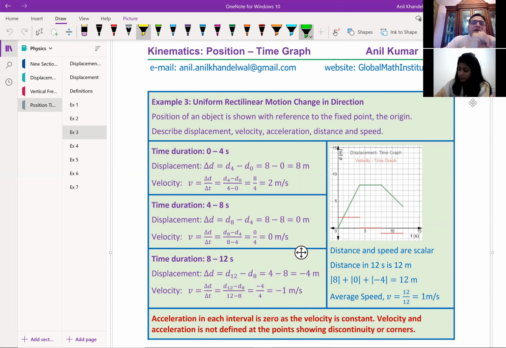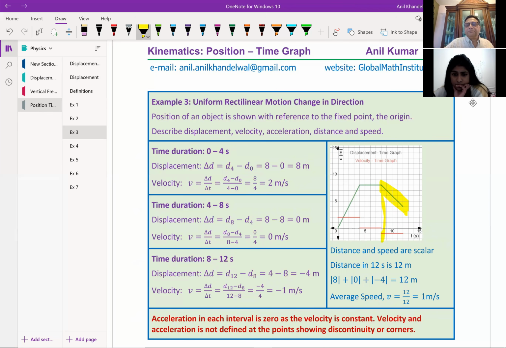In example 3, I made a variation. I've changed the direction. Do you see the third leg? The first two are exactly similar to what we had just discussed. And now we'll focus on the third leg, in which the position is actually decreasing. That means the displacement is negative in this interval, correct?